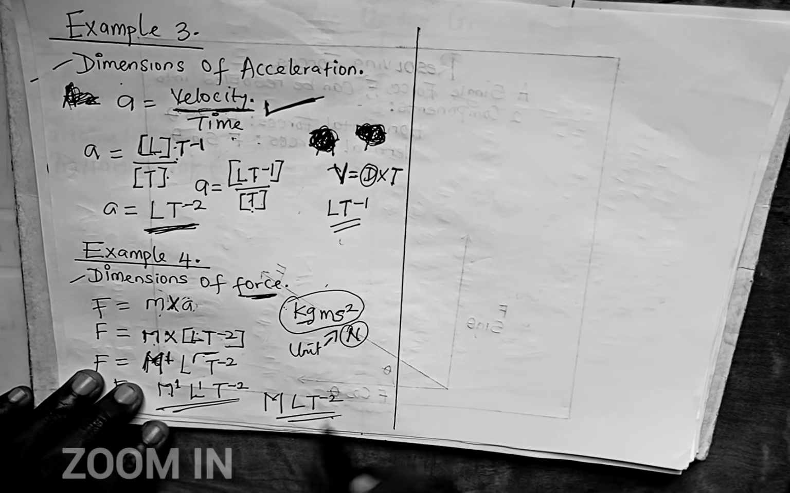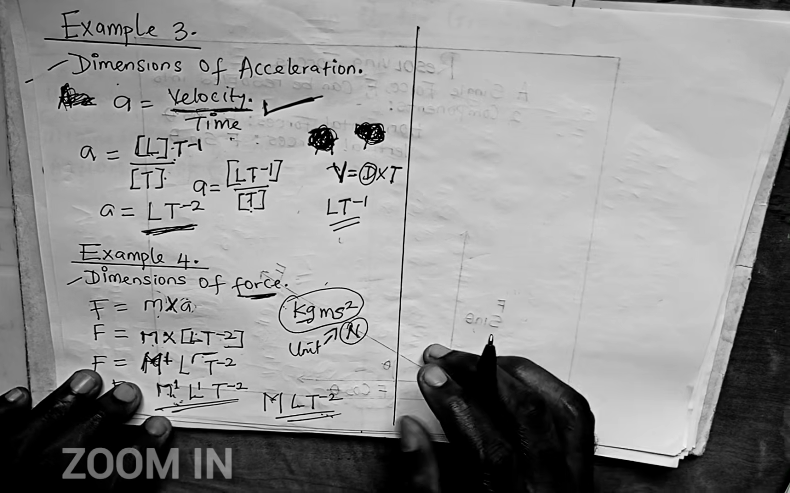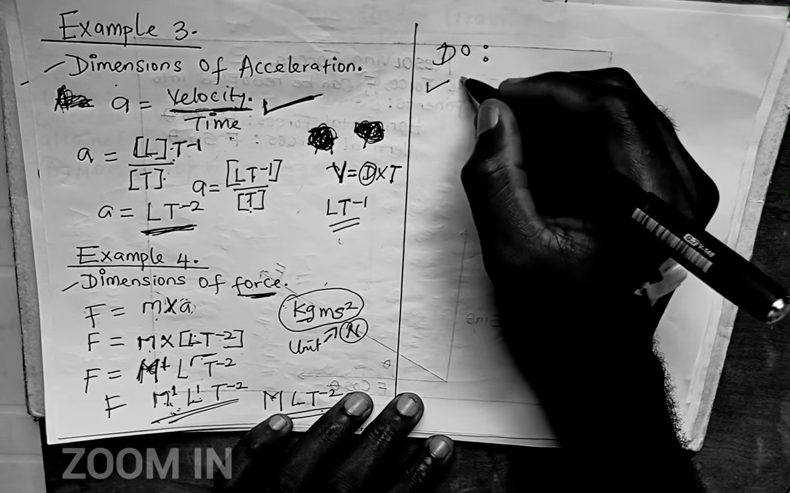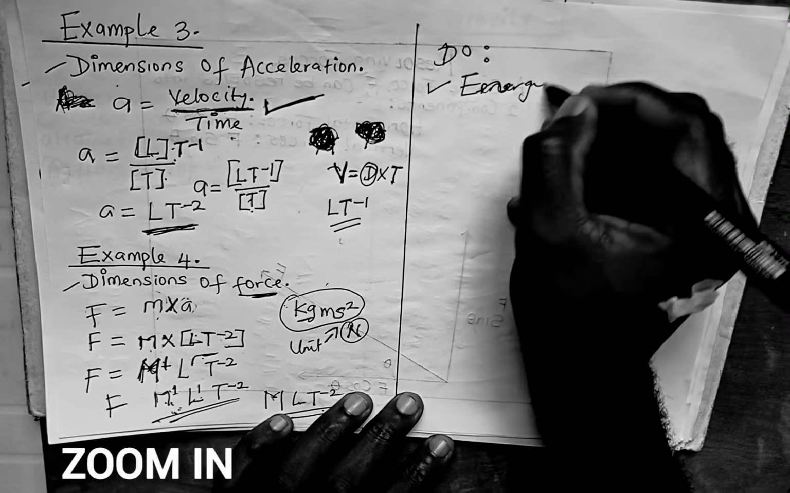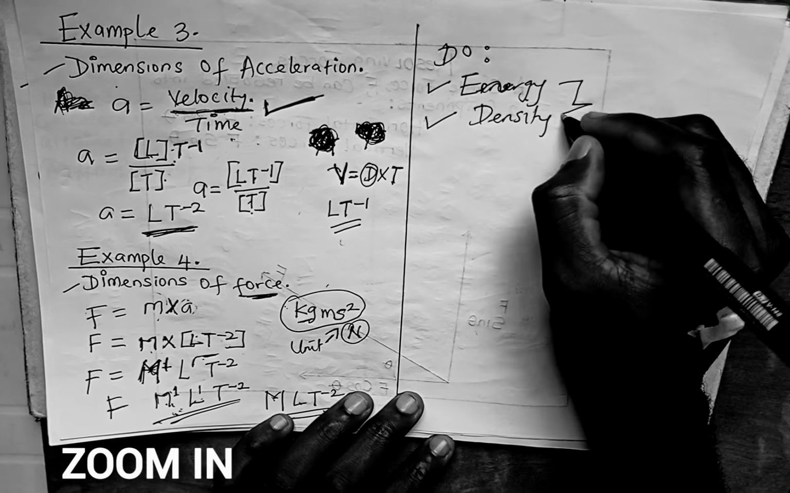You can see any of these in your options, so pick the one you see. m raised to power 1 is also m, and L raised to power 1 is also L. So for your assignment, do the dimension for energy density.